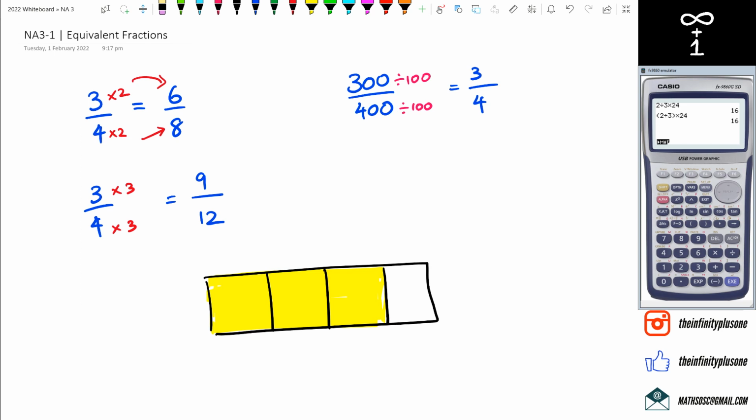I'm trying to think, is there any other thing that I need to cover? Probably not. We'll talk a little bit more about it when we get to adding and subtracting fractions with different denominators later on in this series.